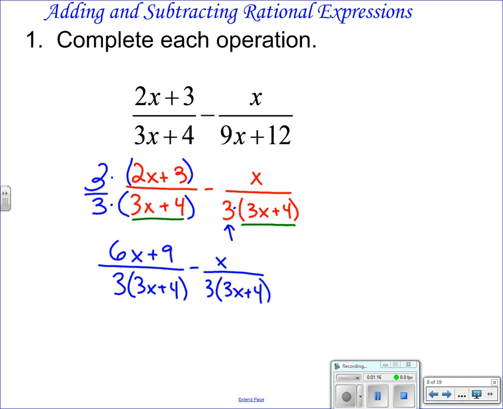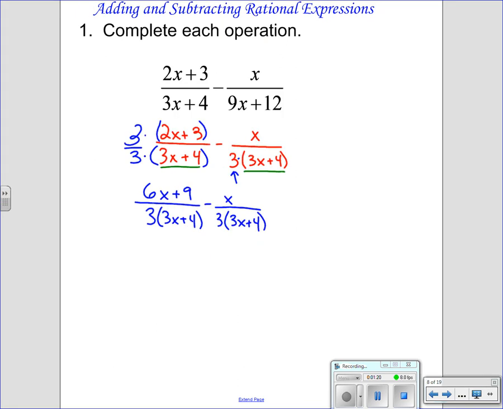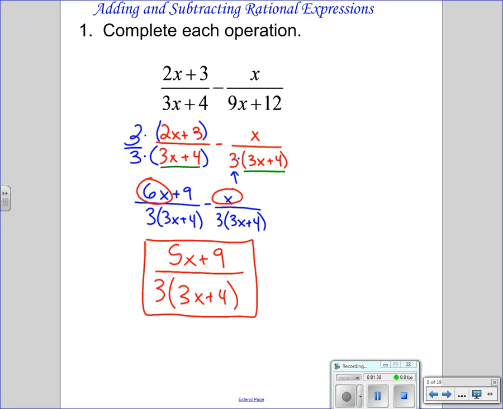Now, what you want to do is subtract the 6x from the x. So that's 5x plus 9 over 3 times 3x plus 4. You can't factor the top, so we are done. It doesn't say to give any restricted values, so we are done.